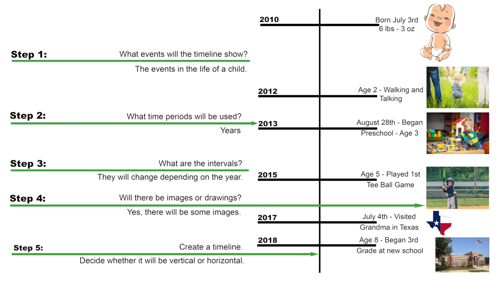Timelines show the order of events in a person's life or history. They give some information about an event and are easy to follow along. Creating a timeline is as easy as drawing a straight line with a ruler.